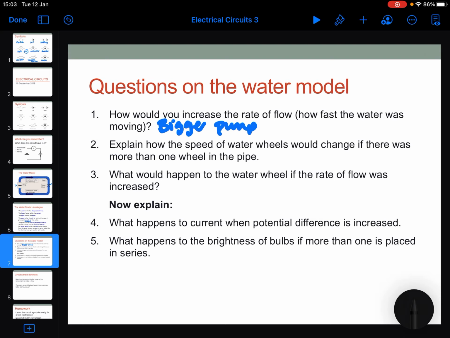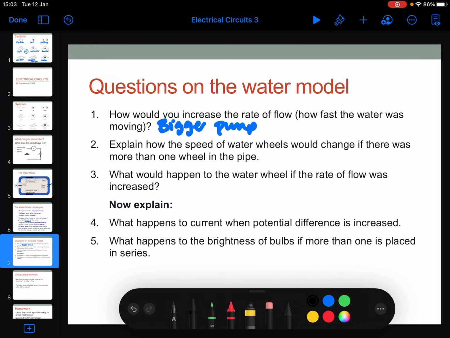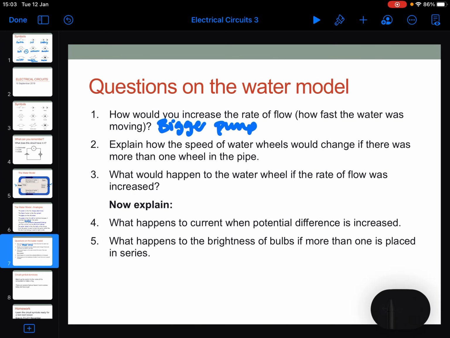What happens to current when potential difference is increased? Now remember, potential difference is the energy effectively carried by the electrons. So if I increase the energy, that's like giving it a bigger pump. So what happens to the current? It will increase. If I put more energy into the circuit, the electrons will go round faster.